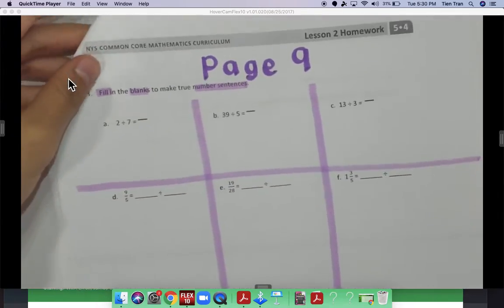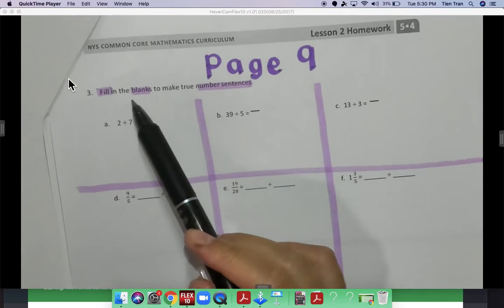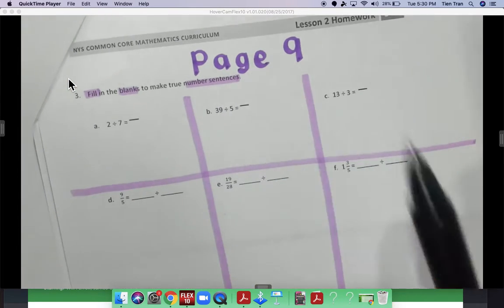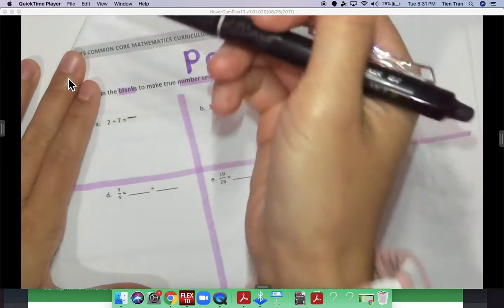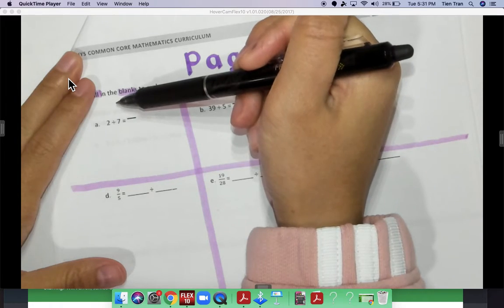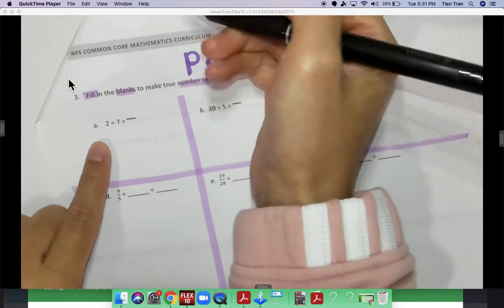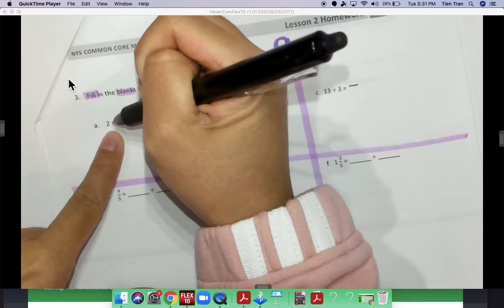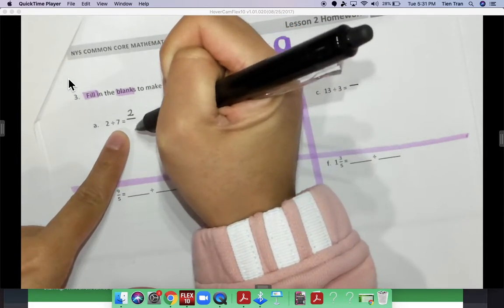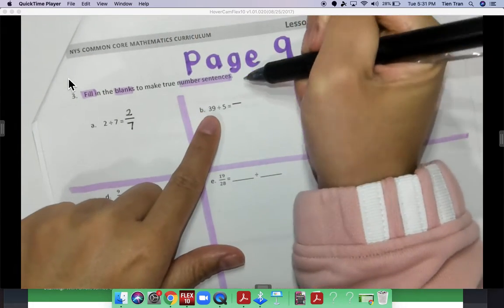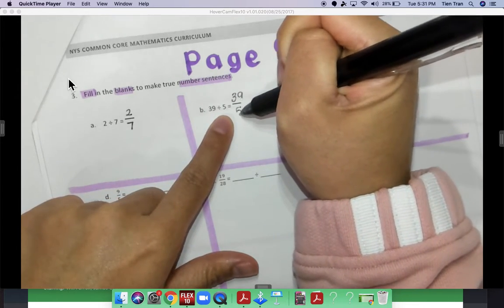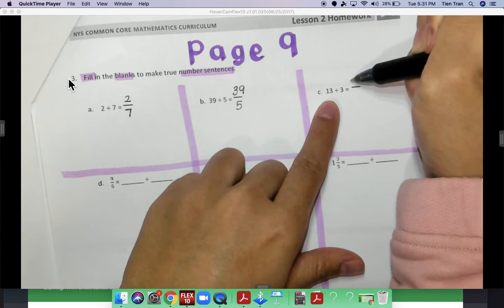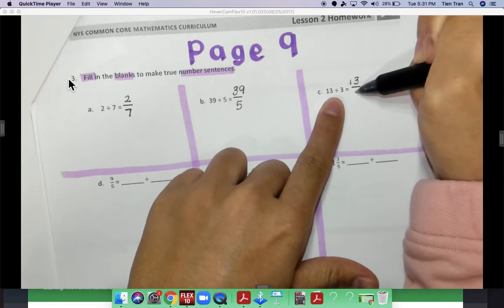Now we're going to turn our page, and we are on page 9. On page 9, it asks us to fill in the blanks to make true number sentences. Just like what we did earlier, we're going to make sure that we're writing our division problem or equation as a fraction. So right here we have 2 divided by, that's our fraction bar, divided by 7. Over here we have 39 divided by 5. Over here we have 13, which is the top number, divided by 3.